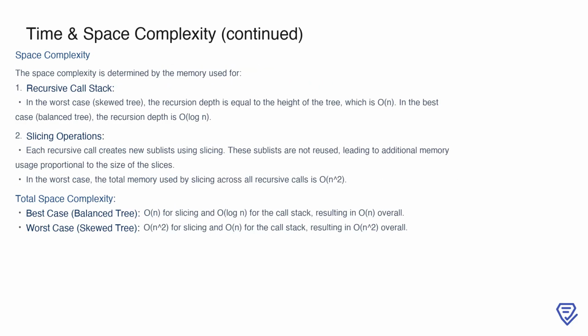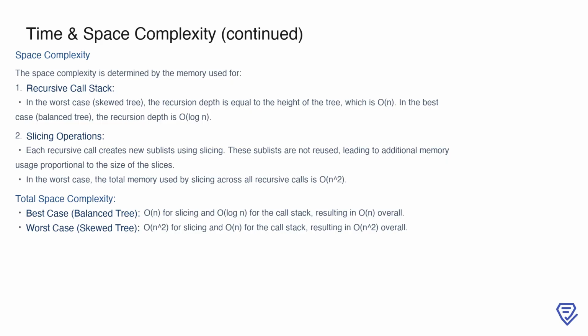Now let's examine the space complexity. This is primarily determined by two factors, the recursive call stack and the memory used for slicing. For the recursive call stack, the depth of recursion matches the height of the tree. In a skewed tree, this depth is O(n), while in a balanced tree, it is O(log n).